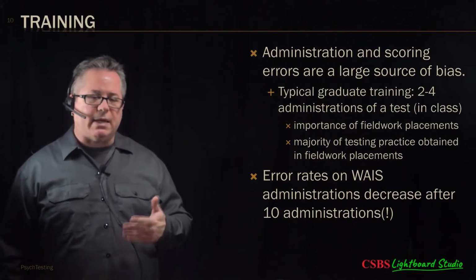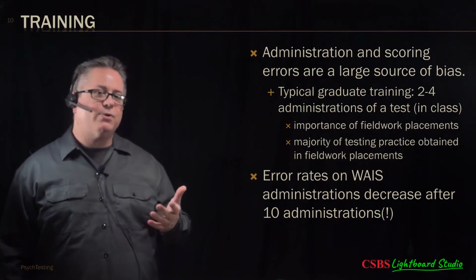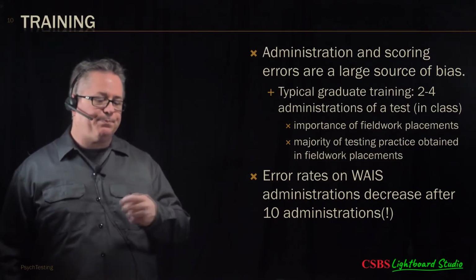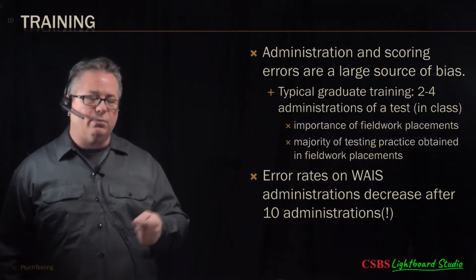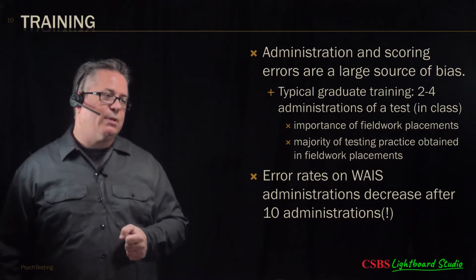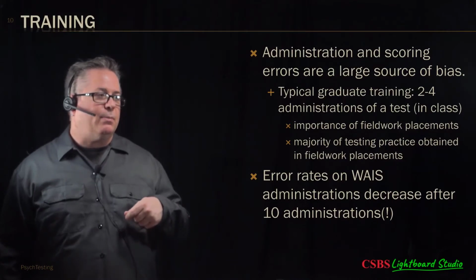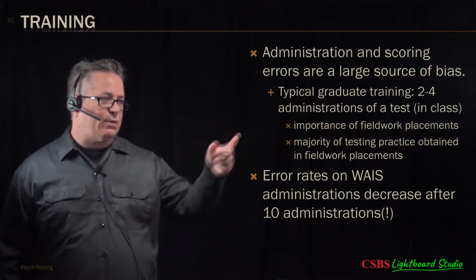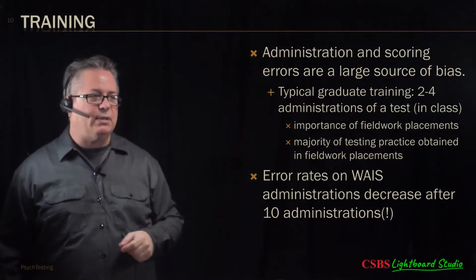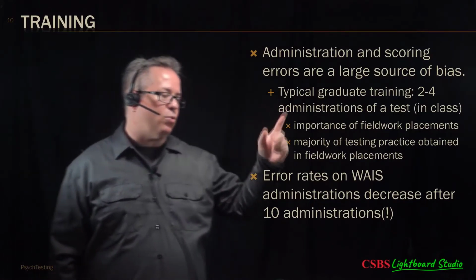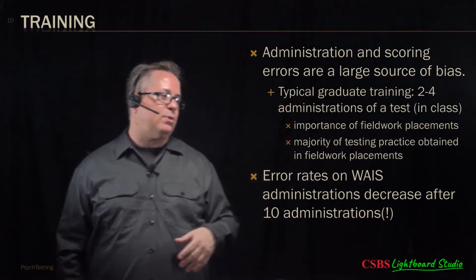But for many tests, like the upper division writing proficiency exam we do, students have to do some writing based on some prompts, and somebody has to sit and grade it. So just like the administration of a test can lead to more error, scoring can too. So scoring errors are a large source of bias.